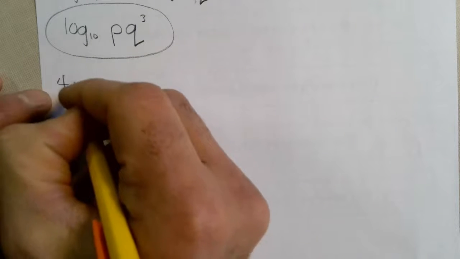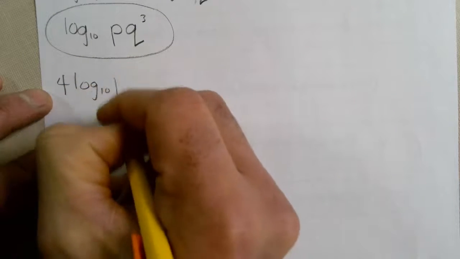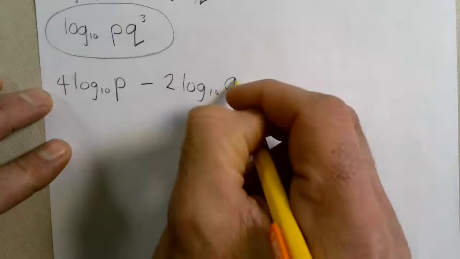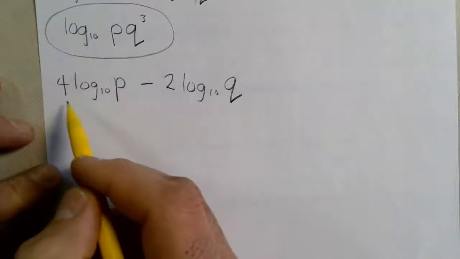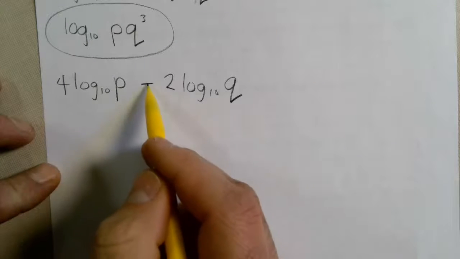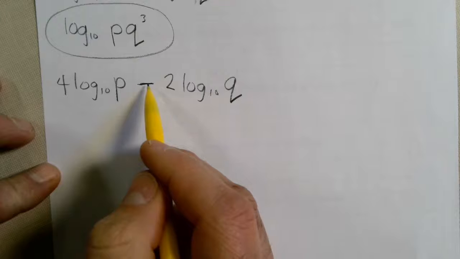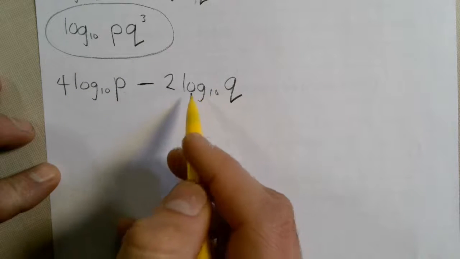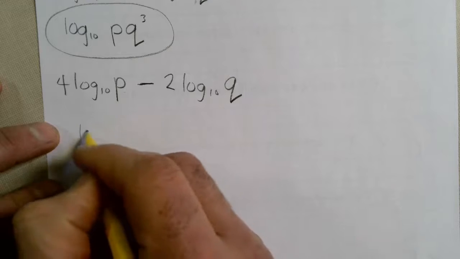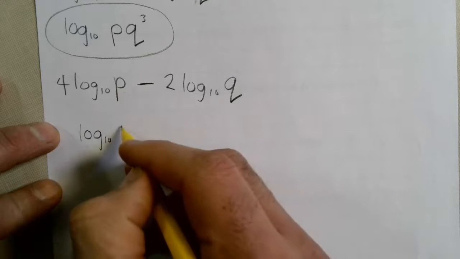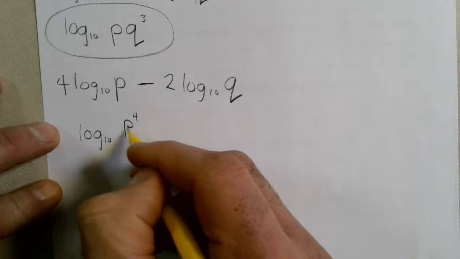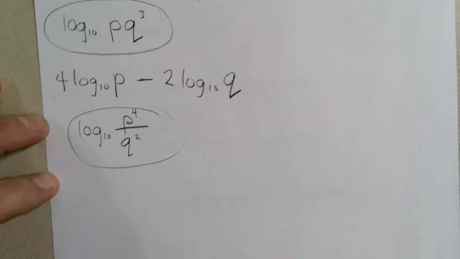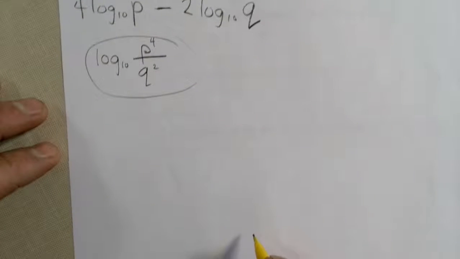This time we have 4 log base 10 of p minus 2 log base 10 of q. Okay, we're going to use law number 2. The minus is going to turn into a division, and then the numbers multiplied by the log will turn into an exponent. So I'm going to have a single log base 10 with p to the 4th power divided by q to the 2nd power. Done. Okay, let's do one more set.